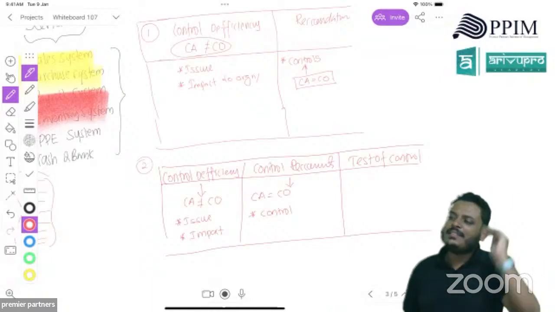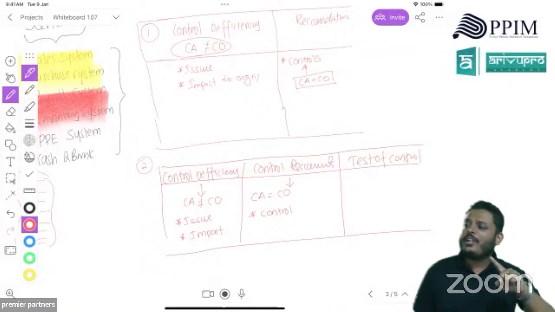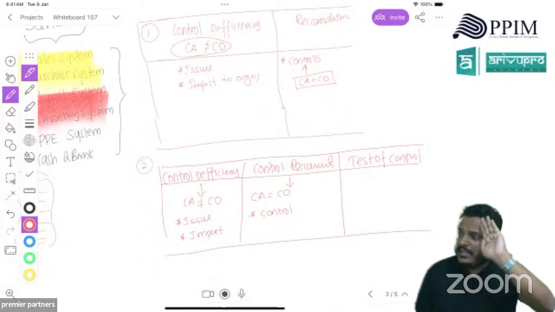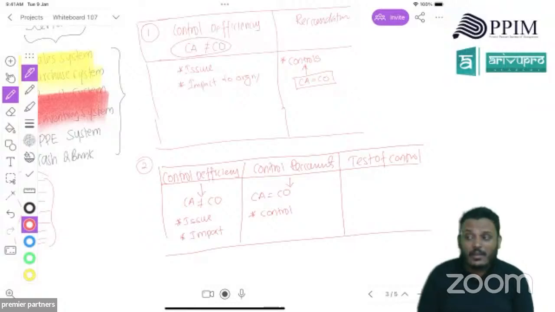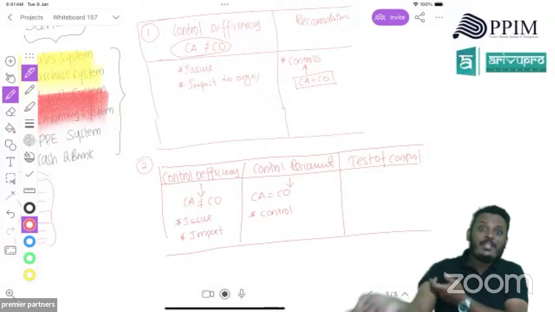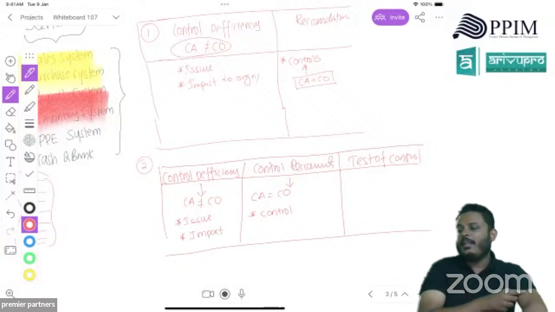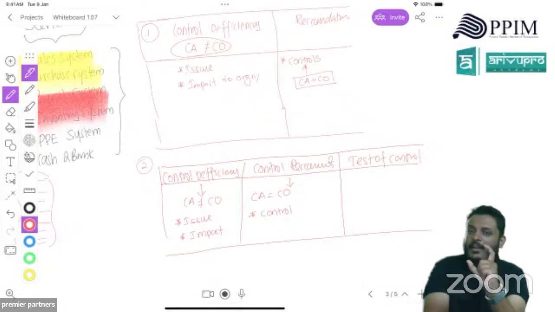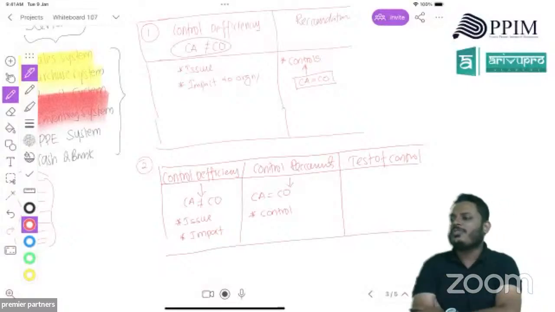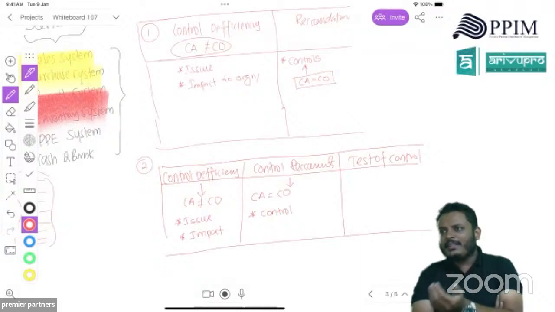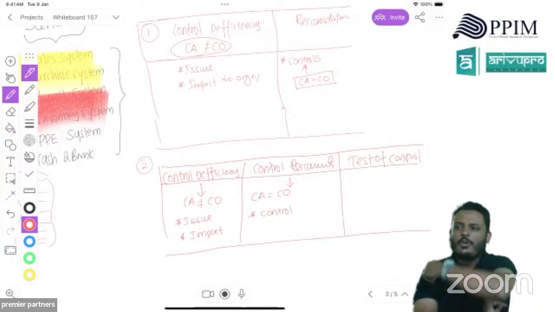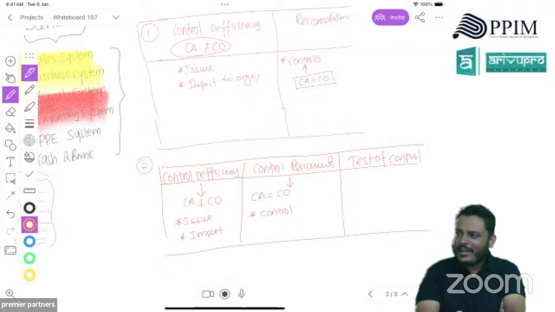Now, when they ask test of control, most of the students will go again and read the case study. When they ask test of control, don't read the case study because that is not the question. That's a major mistake that we all make. Deficiency is from what? The case study. Recommendation is from what? The problem should be resolved. So the deficiency is CA is not equal to CO. Now I am putting a control, and that control should be CA is equal to CO. That is what we call a recommendation.